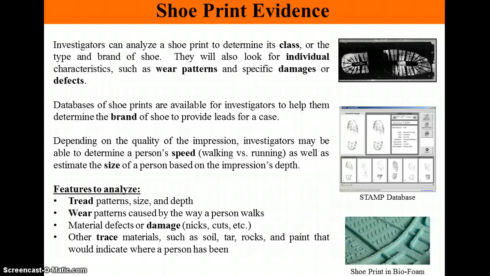Depending on the quality of the impression, investigators may be able to determine a person's speed, again, walking or running, as well as estimate the size of a person based on the impression's depth. Features to analyze: you can look at the tread patterns, size and depth, the wear patterns caused by the way a person walks, material defects or damage. Are there nicks, cuts, etc., and other trace materials such as soil, tar, rocks, and paint that would indicate where a person has been.